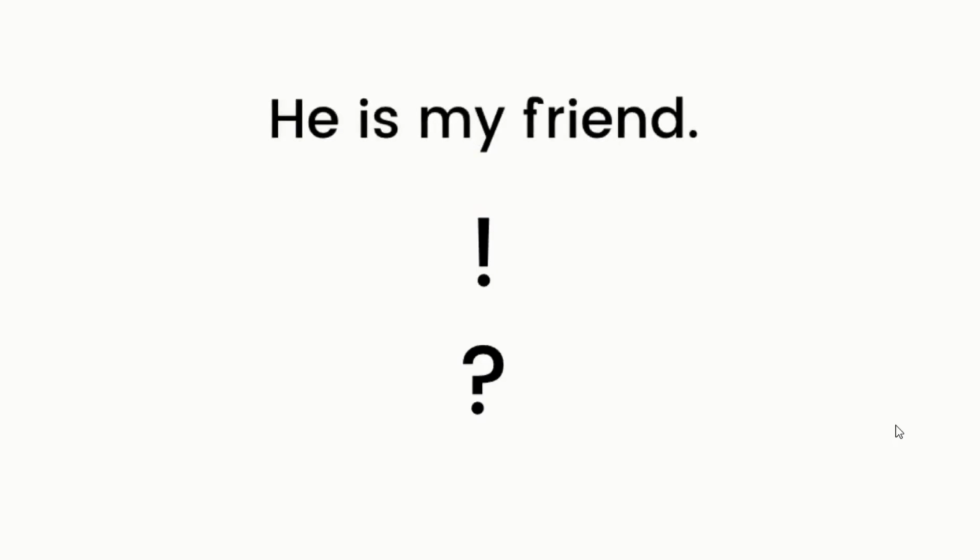Here are 3 punctuation marks: a period, an exclamation point, and a question mark. A period is used at the end of most sentences. It is used to show that a sentence is a statement. For example, this is a statement. "He is my friend." We use a period at the end of this sentence because it is a statement.